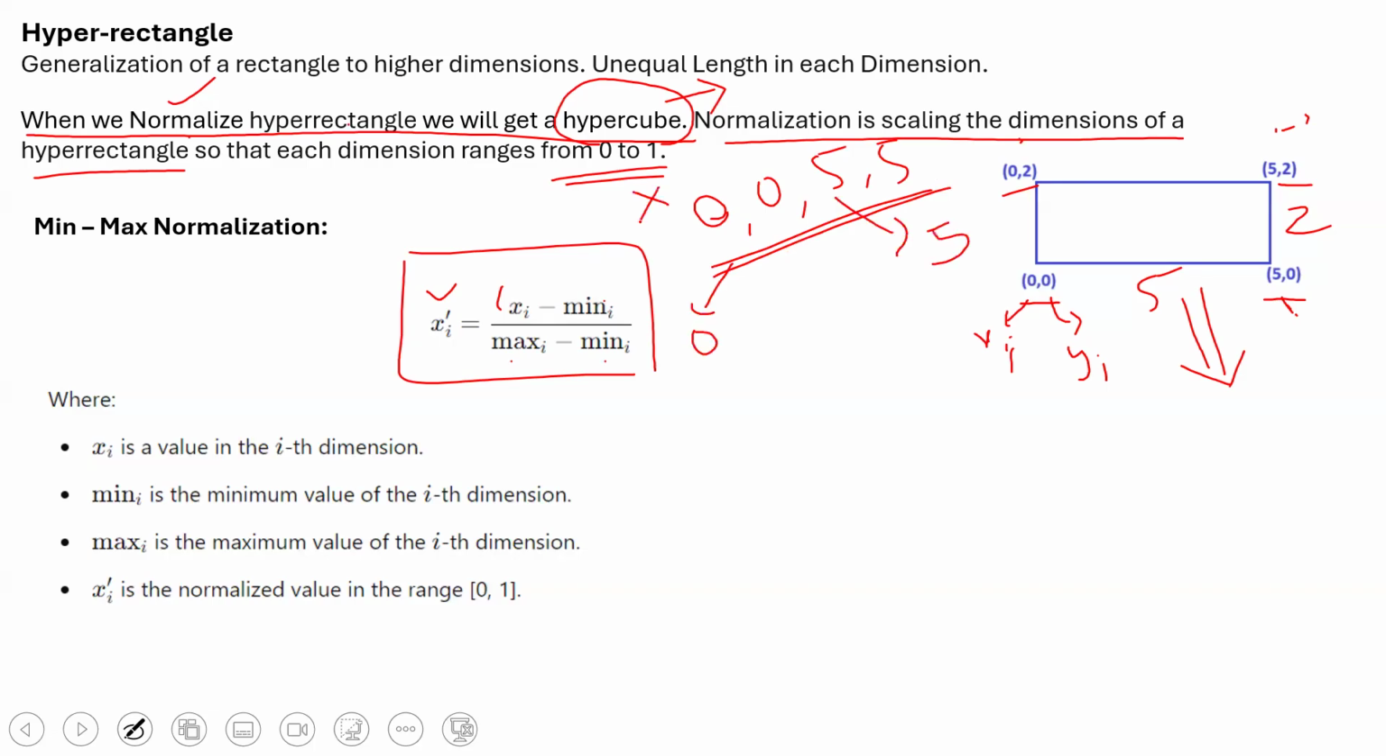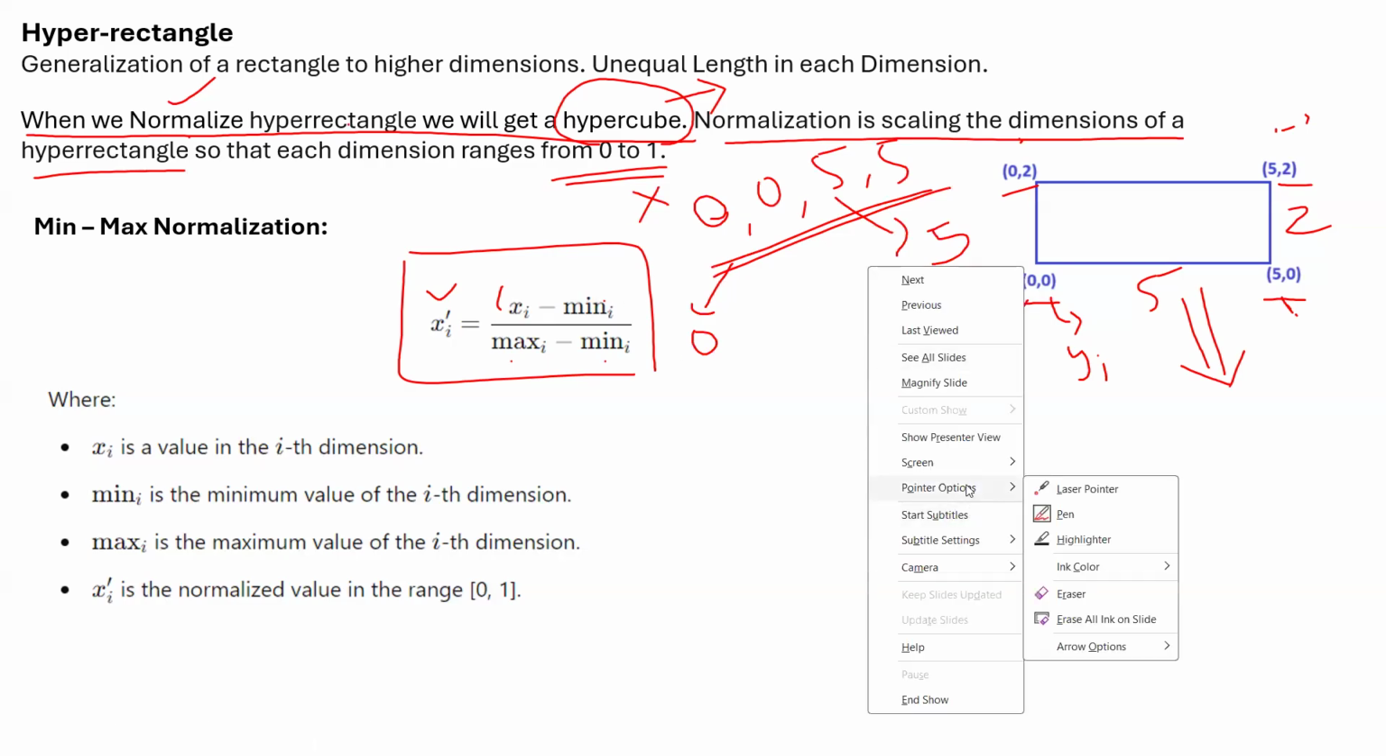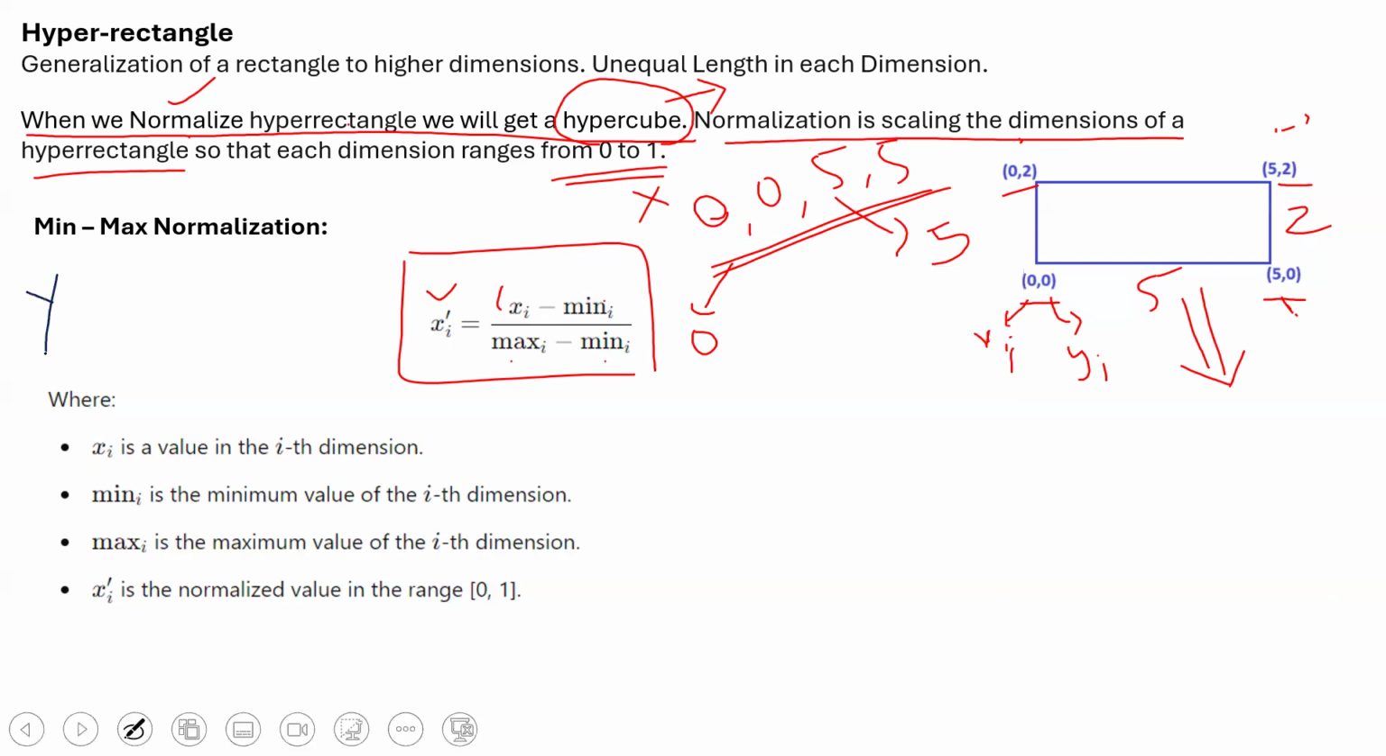This is for x. And now if you go back to y, what are the minimum and maximum values of y? The y's here are 0, 0, 2, and 2, right? So the minimum value of y is 0, the maximum value of y is 2. So this is min, and this is max, and this is min, and this is max of xi.